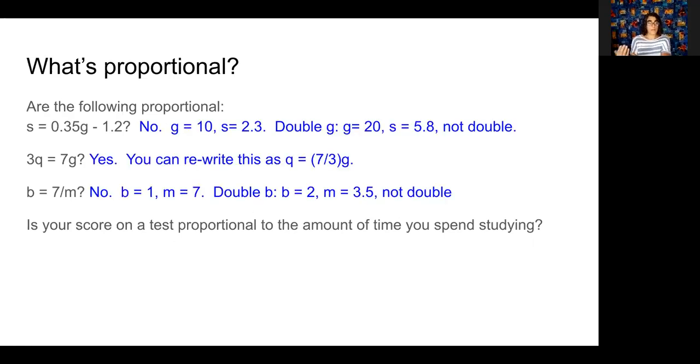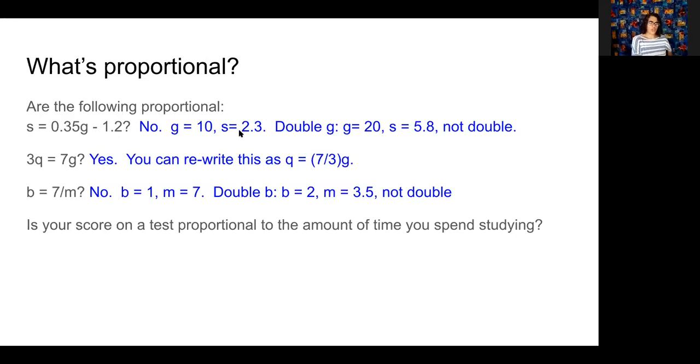Okay, here are my answers. Hopefully you've done them already. S is equal to 0.35 G minus 1.2. These aren't proportional. You can tell this just by looking at the equation, that minus 1.2 screws you up, or you can try the doubling trick. Try plugging in G is equal to 10, and you get S is 2.3. But if you double G to 20 and plug that in, you would get S of 5.8. And 5.8 is not what you get by doubling 2.3. So they are not proportional.